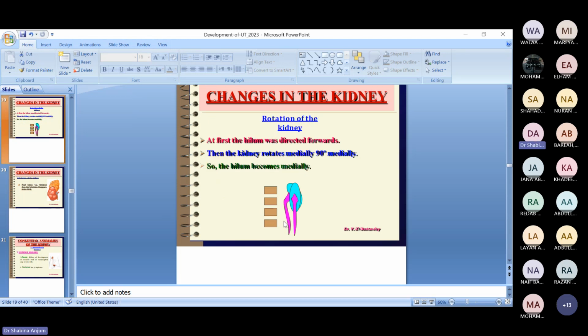Then there will be a little bit of rotation of the kidney, because in the beginning the hilum will be directed in front, then the kidney will rotate medially about 90 degrees. So the hilum will become medial. Here you can see this is in front, and after rotation it has become a medial structure.